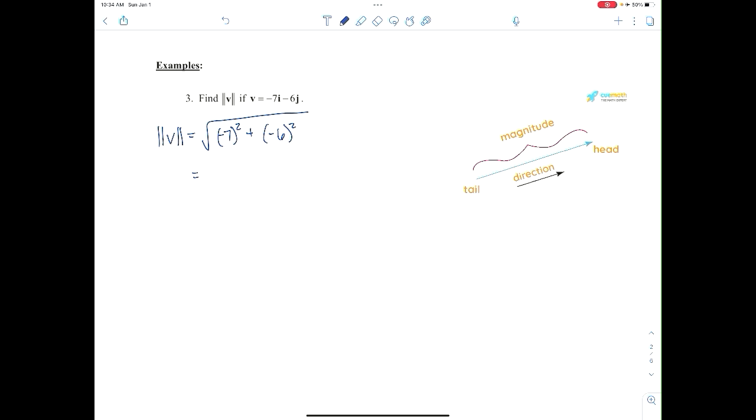So we have 49 plus 36. Finding the square root of this would give us the square root of 85. And we're going to leave it as the square root of 85. That's going to be the most accurate solution there. And that's our magnitude. That's the length of this vector v.